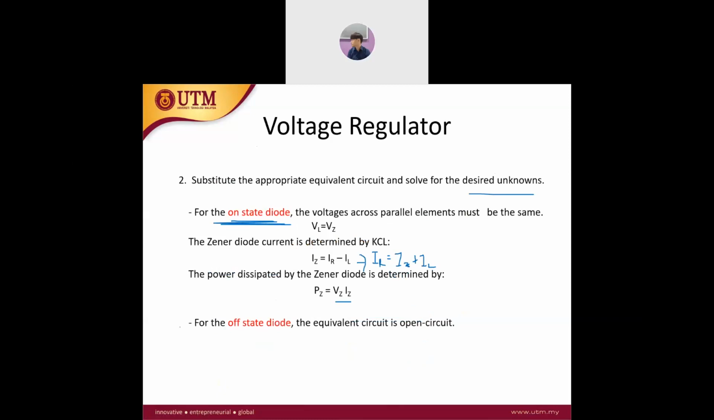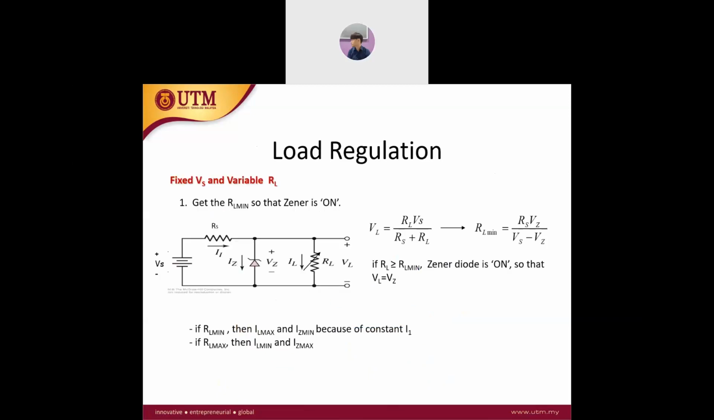Okay. For the off-state diode, if the diode is off, the equivalent circuit is just like an open circuit. So next we go to load regulation, the final part of the recording today. In load regulation, we are going to fix our VS, meaning VS is not changing, but we are going to vary the value of the load resistance.